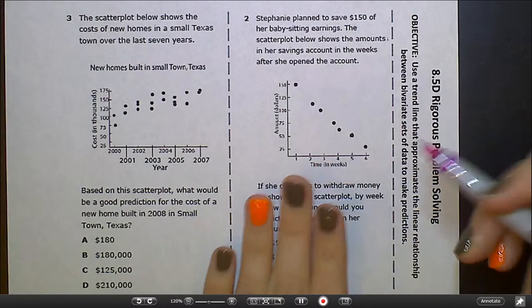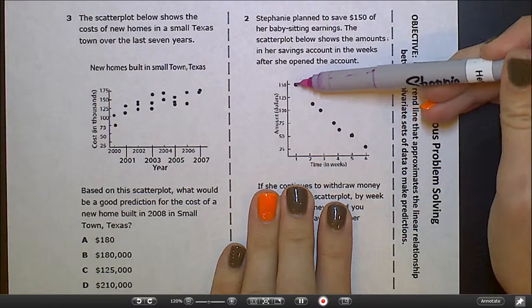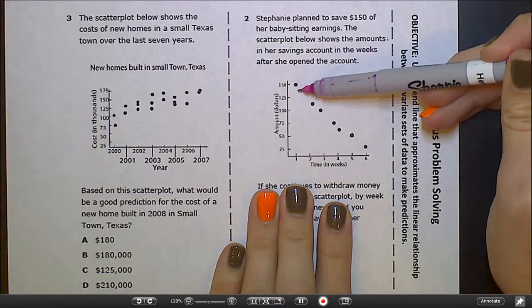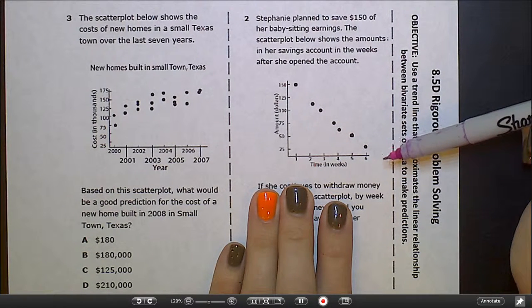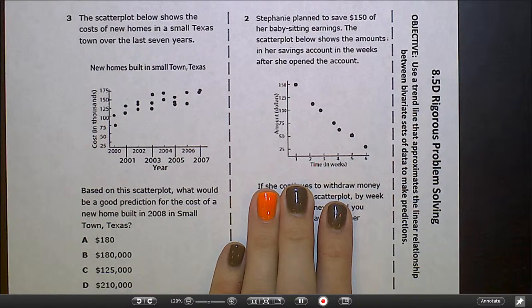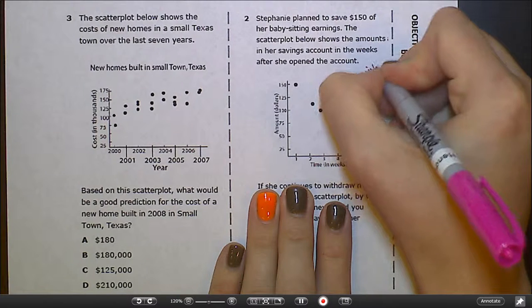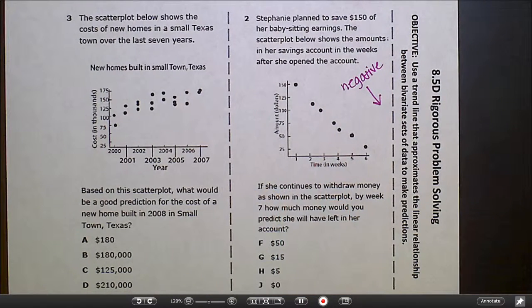So before I even read further, I see that the amount that she has in her account started out that first week at $150. And then over time, each week it got a little bit less and a little bit less. So I can already tell that this is a negative trend, because it slopes downward. If she continues to withdraw money as shown in the scatter plot, by week 7, how much money would you predict she will have left in her account?